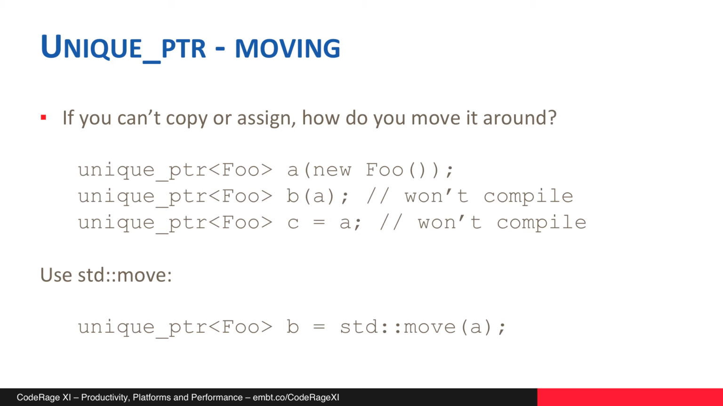So how do you handle that? Well, you handle that in C++11 using move semantics, such as std::move, as in the code sample at the bottom. In that code sample, unique pointer foo b equals std::move a will move the ownership of the pointer held in a to b, and then a will have a null pointer inside it.